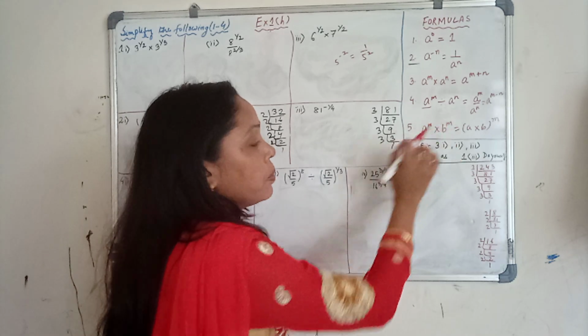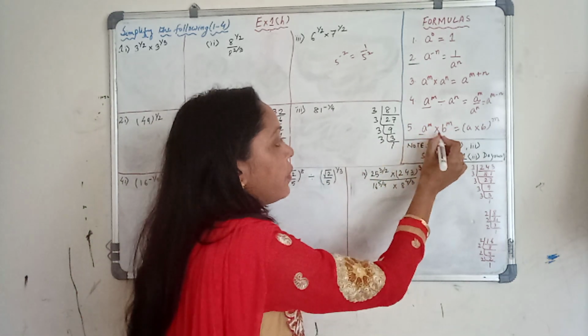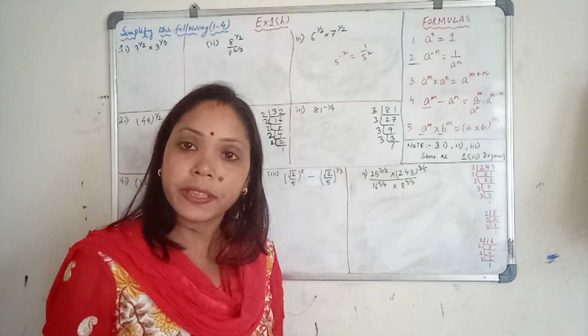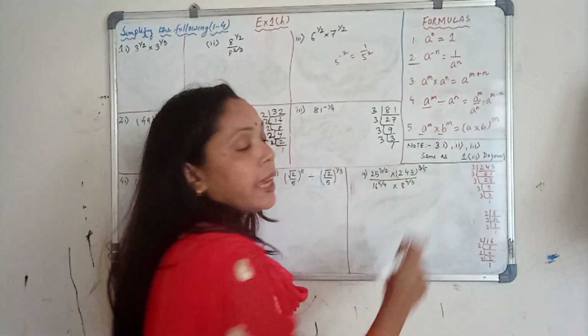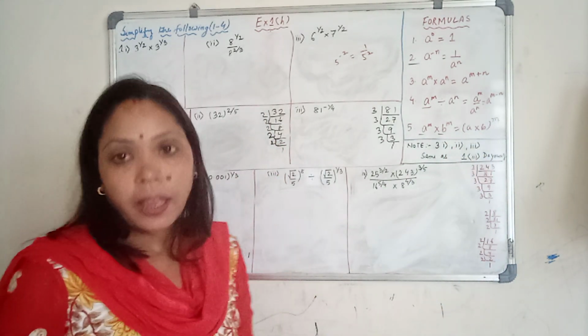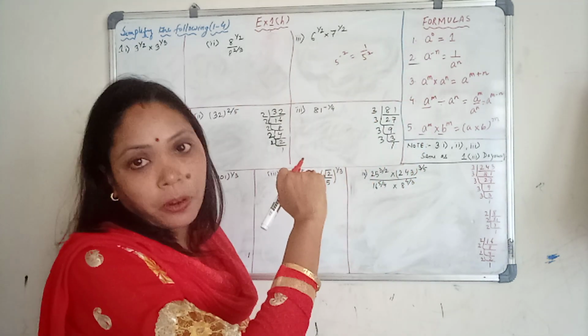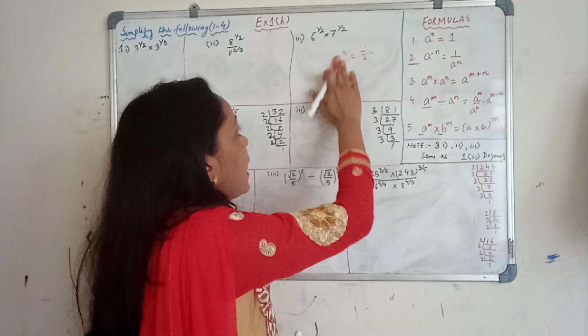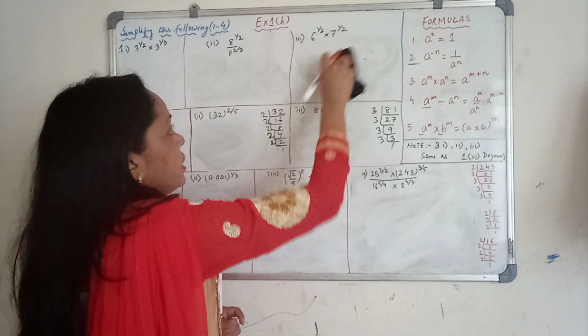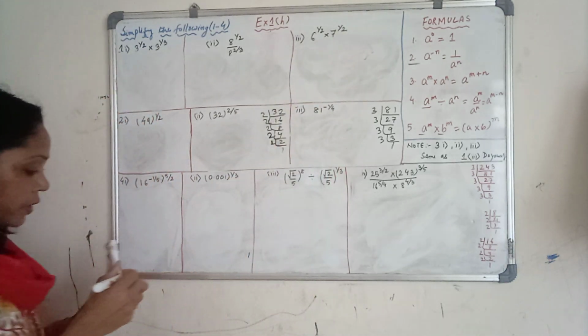Next, a power m into b power m. Here see, the bases are different, a and b are different, but the power is the same. So its formula is a into b, whole power m. Now let's apply all the 5 formulas in exercise 1H. So let's start with the first question.